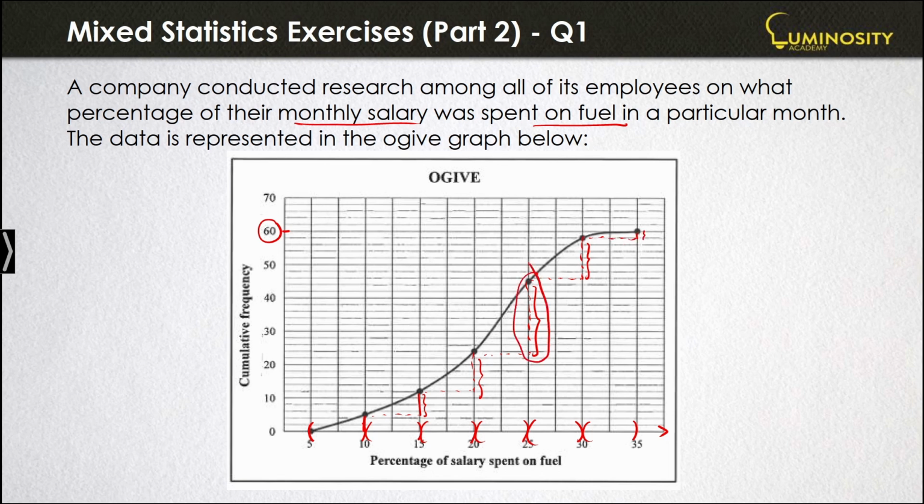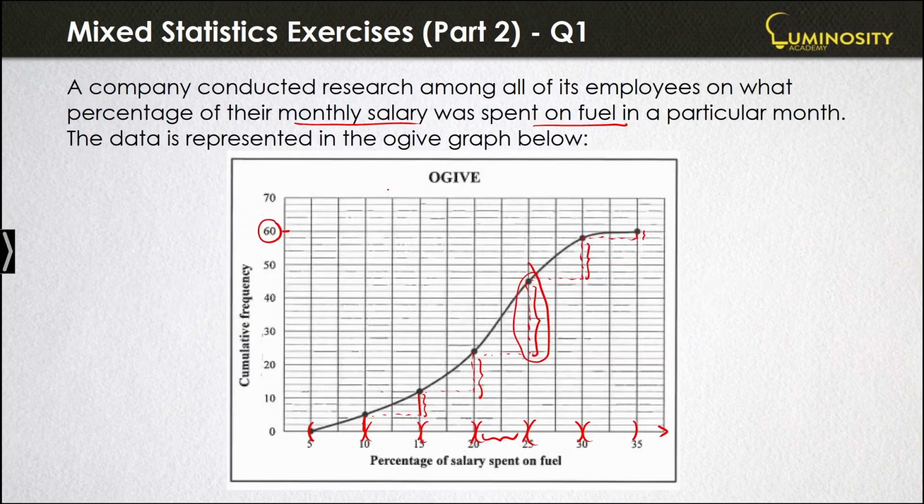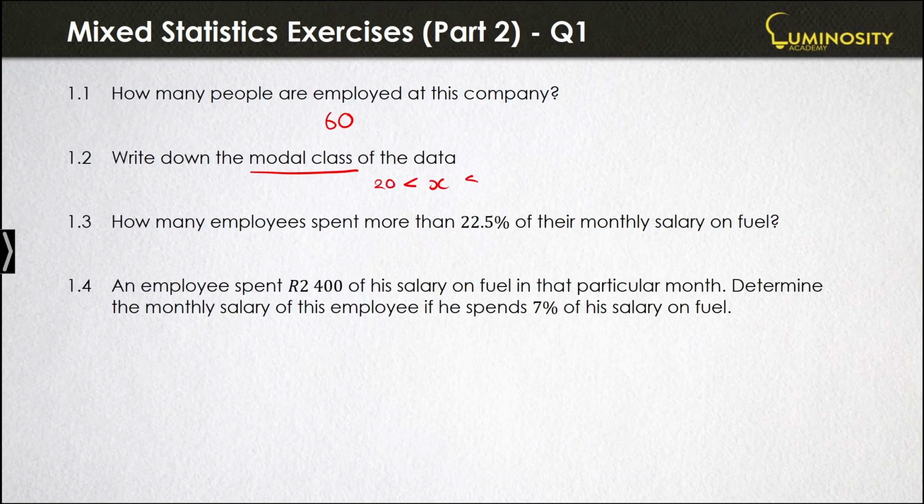So this tallest jump in the ogive curve tells us the modal class. Where did this highest jump happen? It happened between 20 and 25. So as your modal class, you can write the percentage X is between 20 and 25%. That is the interval that had the highest jump in your ogive curve, because it had the highest frequency added to it. And remember, the mode is the most frequent data value.